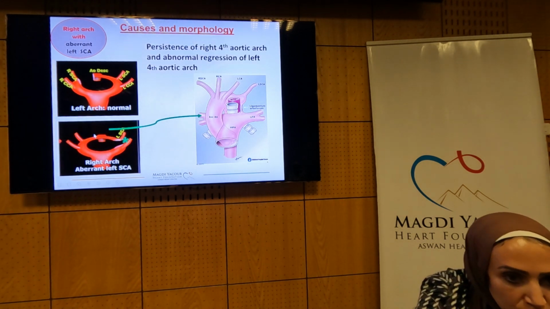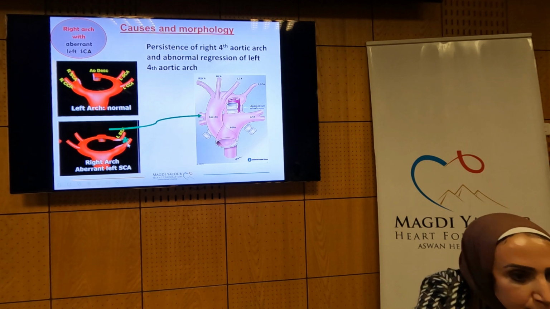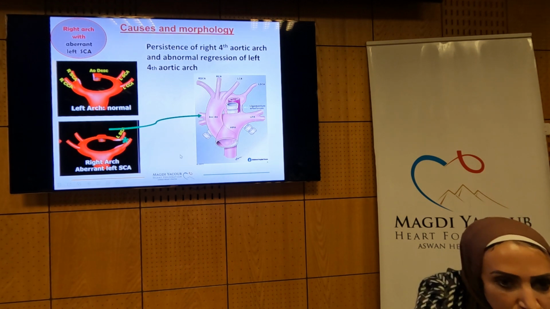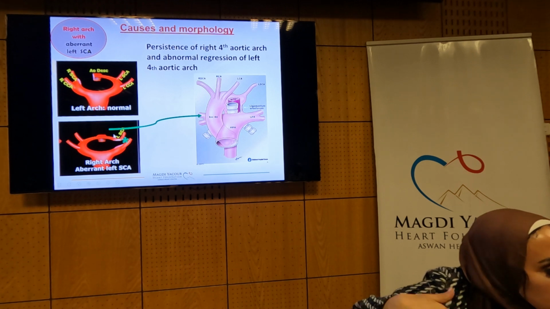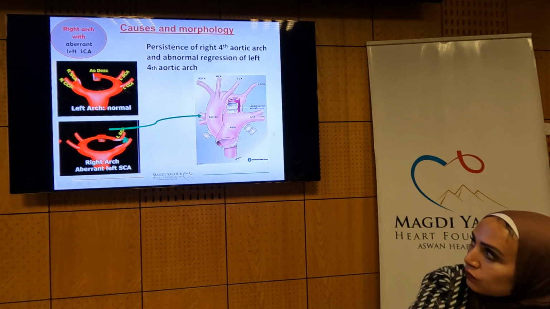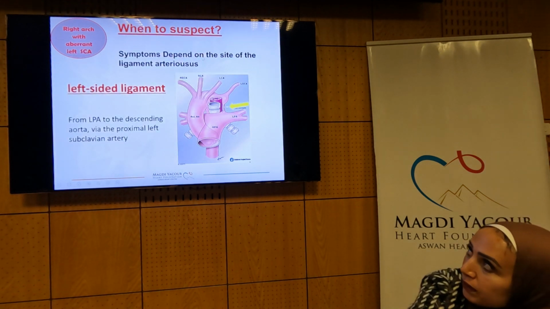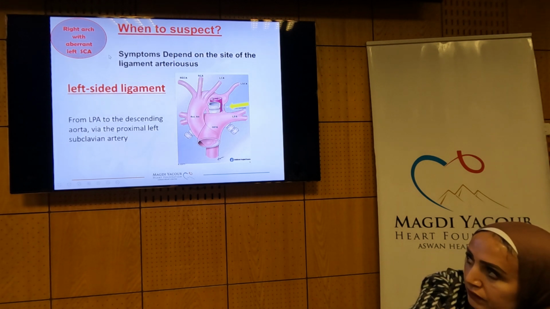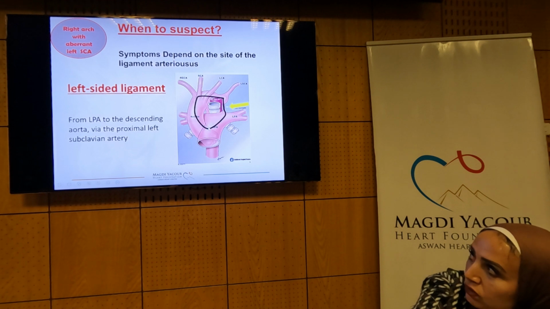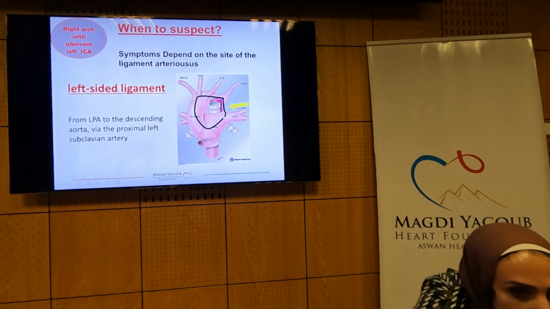So now we have a right aortic arch, and we have here the first branch going to the left, but giving only the carotid, and the subclavian is connected posteriorly. So this is what we have here. We have a right aortic arch, we have an aberrant left subclavian. Okay, symptoms depend on the site of the ligamentum arteriosus. If you have a right aortic arch with an aberrant left subclavian and a left-sided ligamentum arteriosus, you have a circle around the trachea and esophagus. The circle starts with the ascending aorta, arch on the right side. This is the left subclavian, and this is the ligamentum arteriosus.